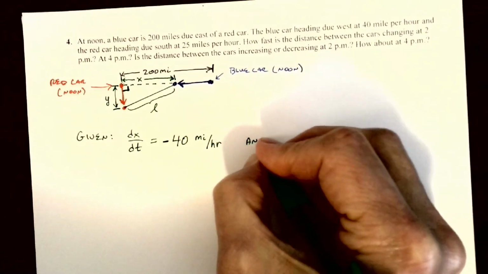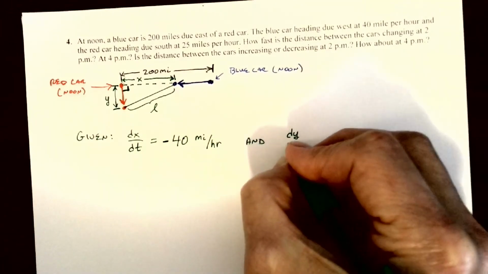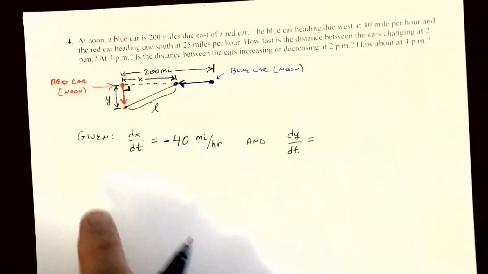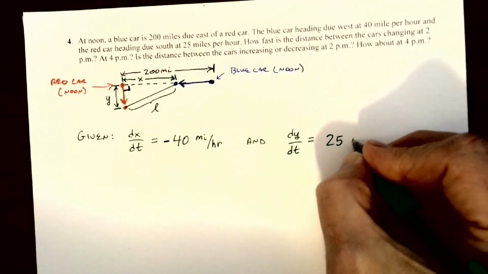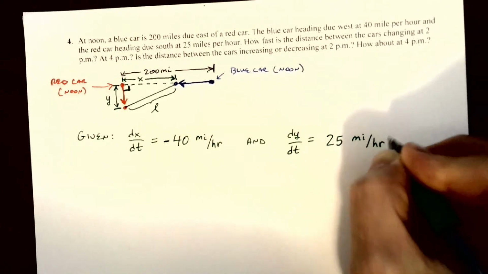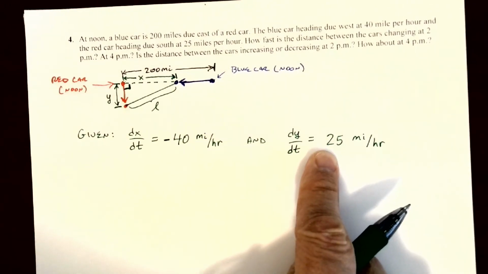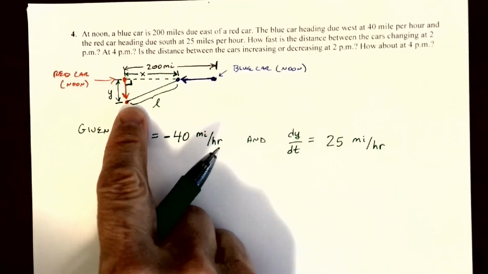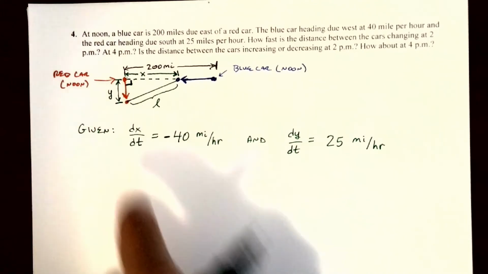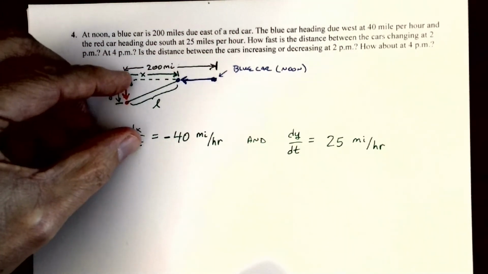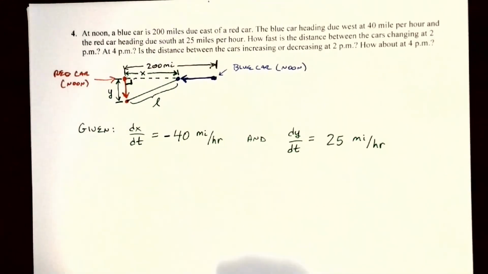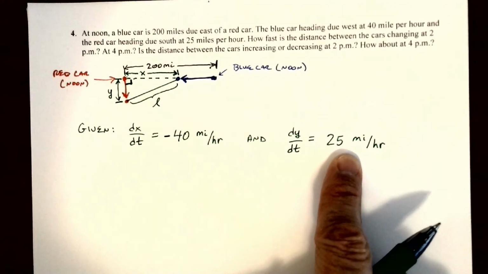The other rate of change we know is the rate of change of y with respect to time. And that's the speed of the red car. It's traveling at 25 miles per hour. Is it positive or negative? What's happening to y? Is y getting bigger or smaller? Again, over time, y is getting bigger. Y is increasing. So it's going to be positive.